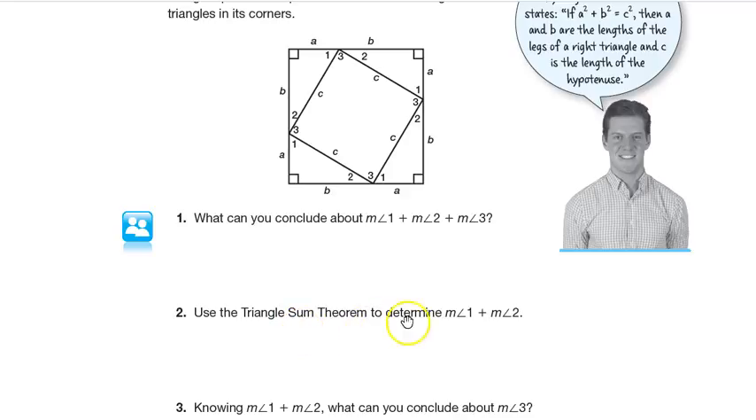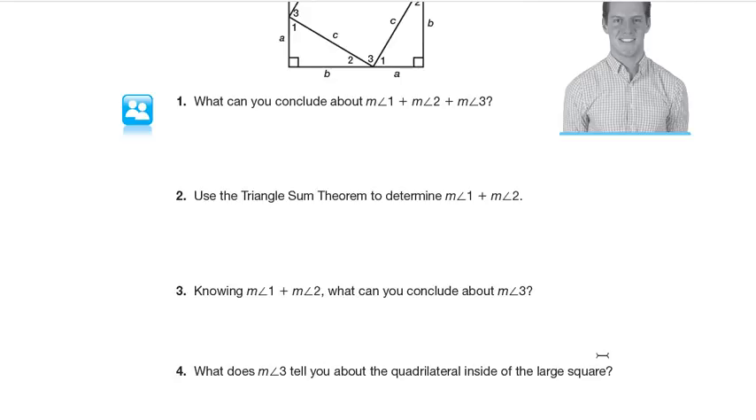And then use the triangle sum theorem to determine the measures of angle 1 plus the measure of angle 2. So the sum of these two angles, 1 and 2, must sum to 90 degrees, right? Because we know that they are in a right triangle, so 1 and 2 and this right angle together form 180, take away the 90, and you end up with 1 and 2 being equal to 90. So knowing that 1 and 2 is equal to 90, what do you conclude about 3? You can conclude that 3 must be a right angle.